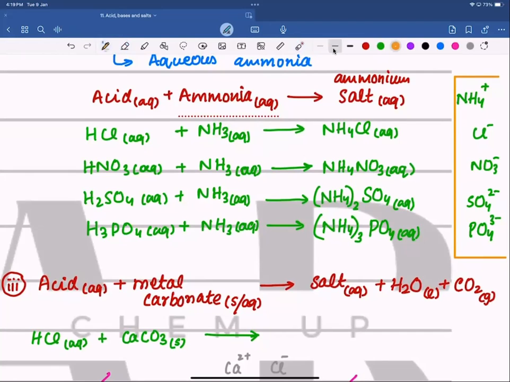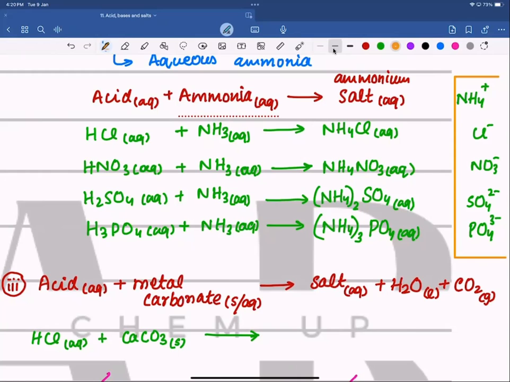Sir, how will we know that the metal carbonate is aqueous or solid? Okay. After completing these reactions, we are going to discuss the rules for the solubilities of the compounds that you have to remember. By those rules you can identify if the substance is water soluble, so you always take it as aqueous, and if it's not water soluble, then you will take it as a solid.